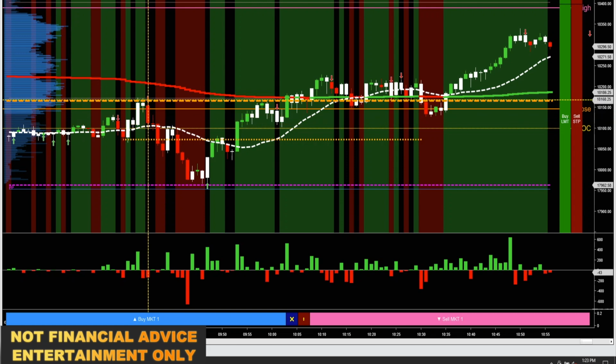We get a reversal signal on the MMT indicator coming up right to the 20 SMA, this white dashed line, as well as yesterday's point of control and whole number. Not interested in that trade.